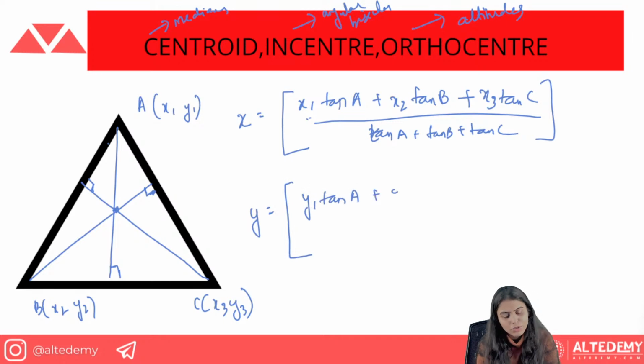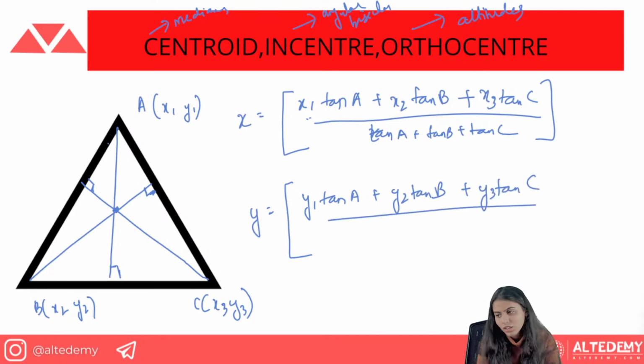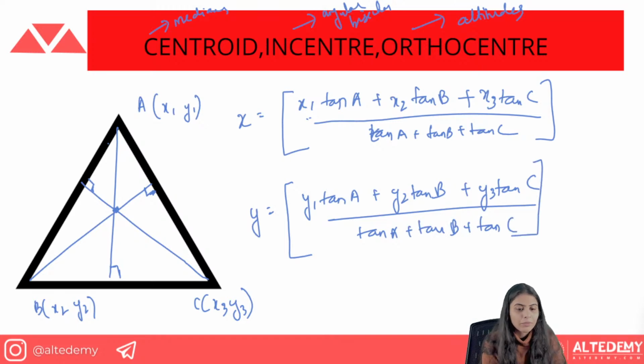And for the y we have y1 tan A plus y2 tan B plus y3 tan C upon tan A plus tan B plus tan C. Okay, so we have these points x and y for the ortho center here. The ortho center is the intersection of altitudes. So we covered the centroid, which was the intersection of medians. We covered the incenter, which was the intersection of angular bisectors. We covered the ortho center, which was the intersection of altitudes.